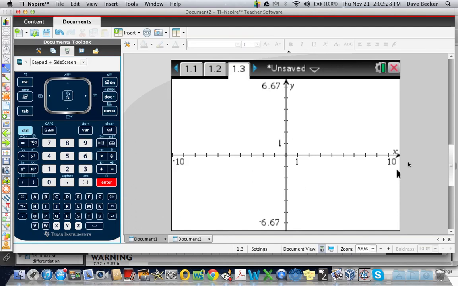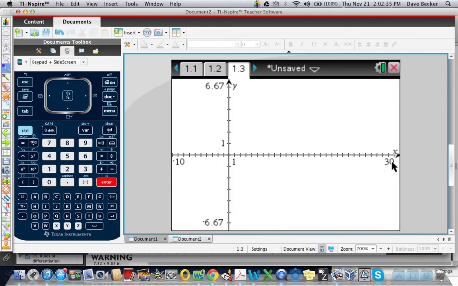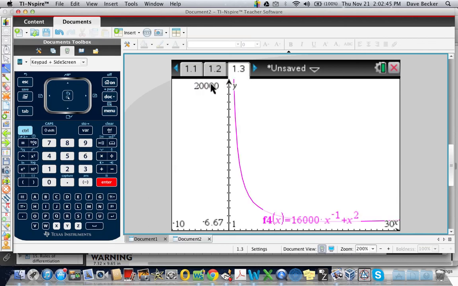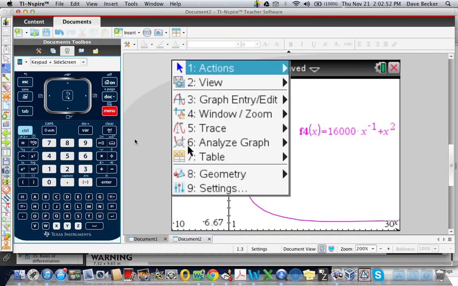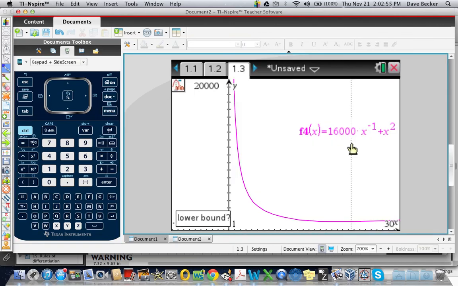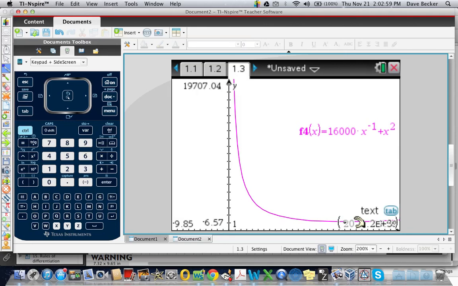And of course, we're not going to be able to see it, so let's just take this out to, we know our x is 20, so maybe we go out to 30, and it's not high enough. But let's think about this. I don't know, let's go up to maybe 20,000 and see if we can see the curve. We had a 16,000 involved, yes. And let's see if we can find a minimum. Menu, analyze graph, minimum, to the left, to the right, and we got one at x equals 20.